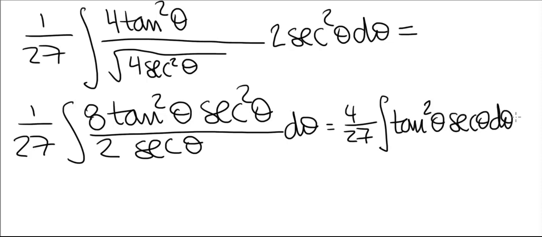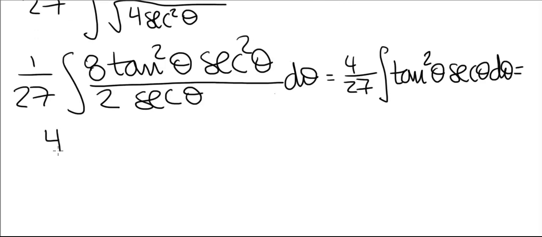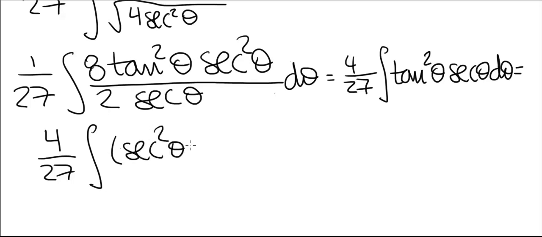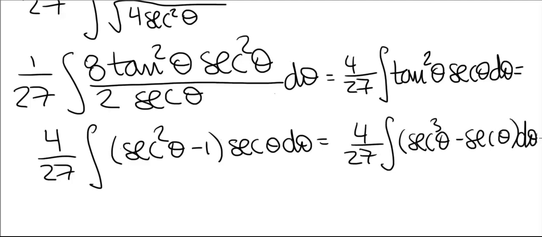This integral was evaluated in an earlier video, but I'll go through all the steps. The key here is to replace tangent squared with secant squared theta minus 1. So instead of tangent squared, we write secant squared minus 1 times secant, and this gives us the following. This is 4/27 times the integral of secant cubed theta minus secant theta d theta.